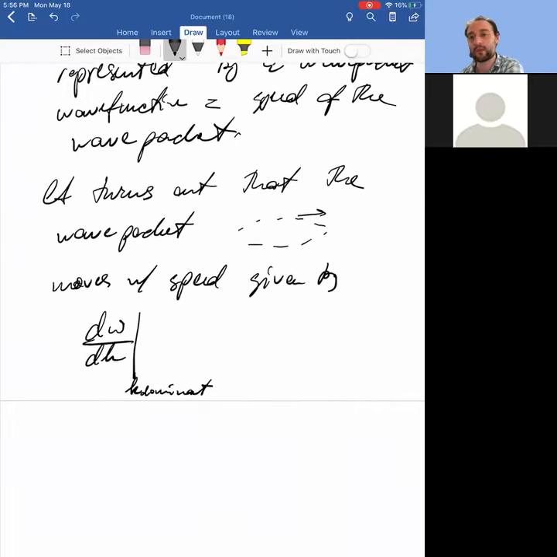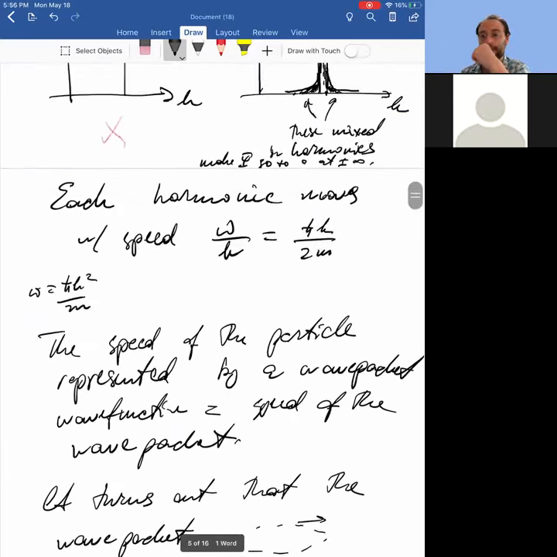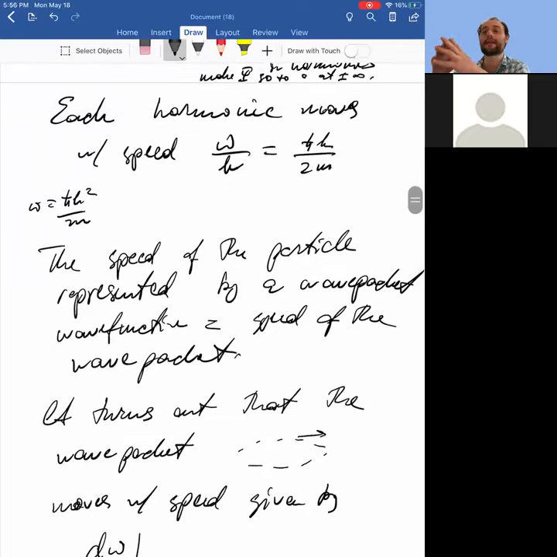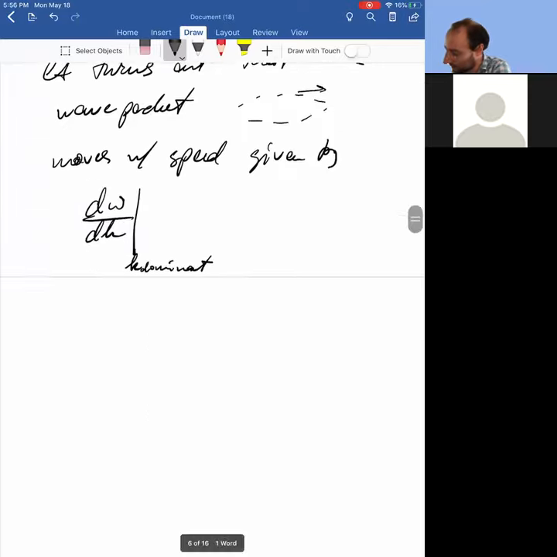This does assume that you have a rather tight range of k's. If your range of k's is very broad, then it's not clear what you mean by a wave packet, because the wave packet will change shape. This is why the relationship between omega and k is called the dispersion relation. But that's going off on a tangent, so I don't want to go there.